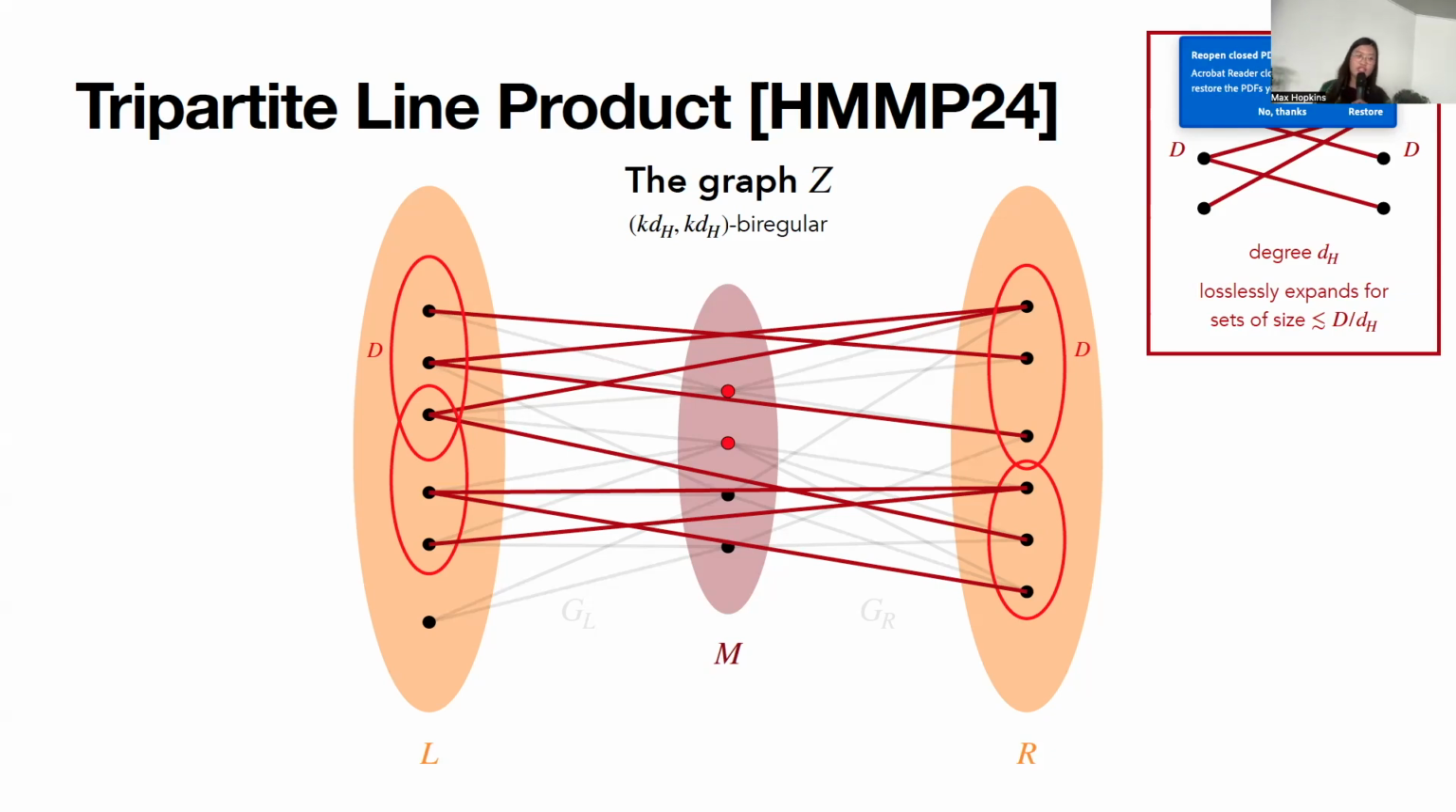Okay, let's just count the degree just to make sure we understand what's happening. Let me see if I can get this pointer to work. I don't know how to make this work. Oh, did that work? Okay.